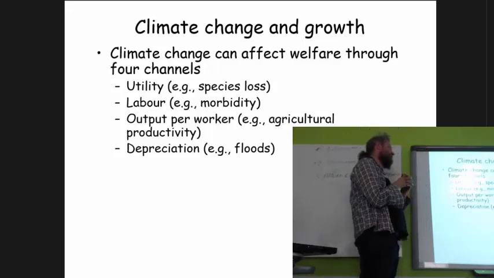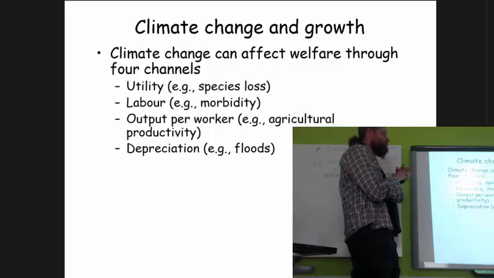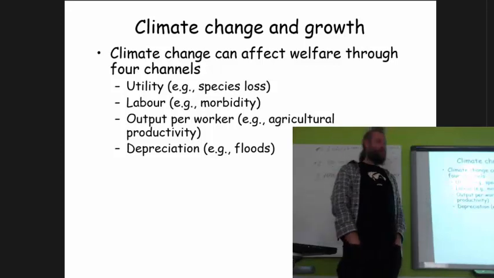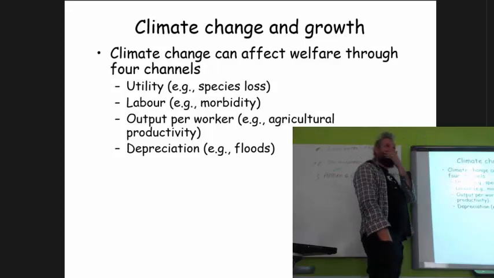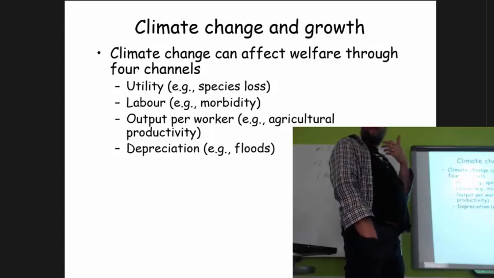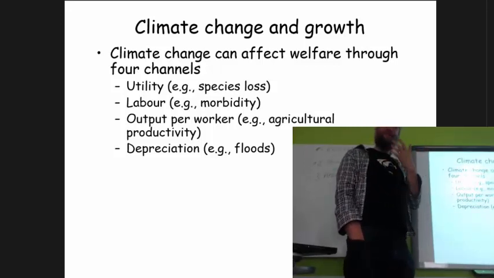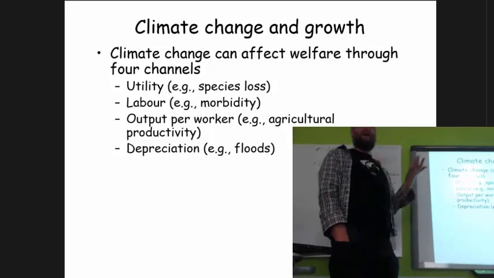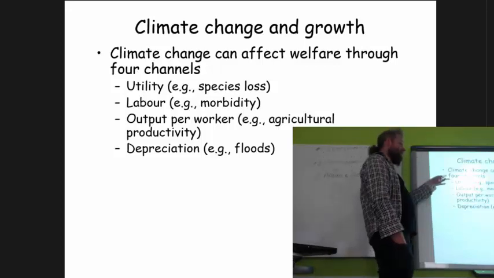Well, we talked about the impacts of climate change fairly extensively. Essentially, climate change can affect human welfare through four channels. There's stuff that affects our utility, but doesn't affect our economic activity. For instance, the extinction of butterfly species would make at least me feel sad, maybe you as well, but it would not change the way I spend money or the way I supply labor or anything.